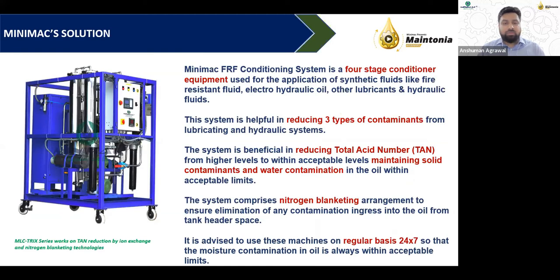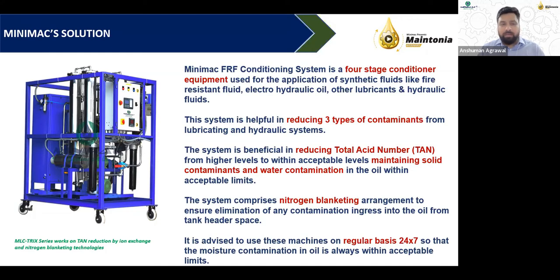So Minimac has a solution for you. It has a machine which can perform various tasks. First, it can perform the task of solid particulate contamination removal. Second, it can perform the low vacuum dehydration, and low vacuum dehydration can control your moisture levels. And third, it can have total acid number reduction systems using the right configuration of resins. But the most important fact is that these systems have a nitrogen blanketing system, which can ensure that there is no moisture ingress or no hygroscopic ingress of moisture into the fluid that you are using.